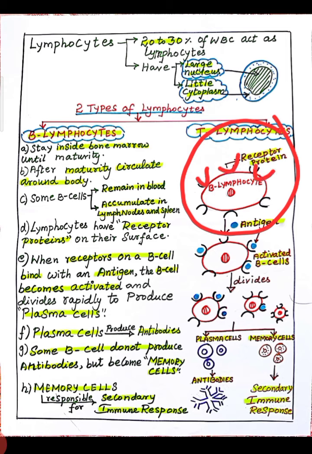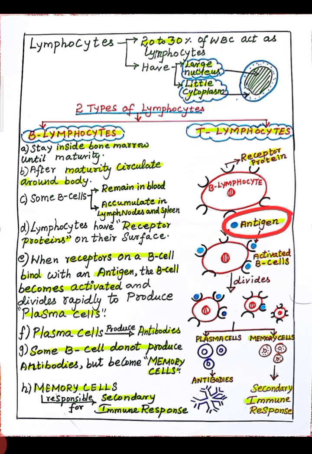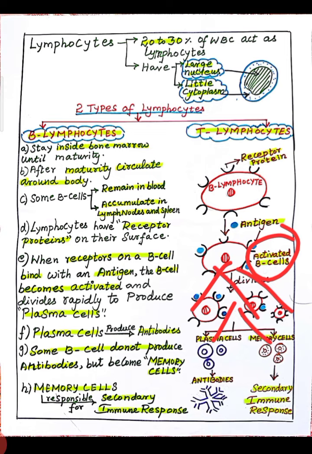When receptors on a B cell bind with an antigen, imagine this is an antigen, when these cup-shaped receptors bind with the foreign antigen, the B cell becomes activated. The activated B cell divides rapidly. Then it produces plasma cells and memory cells.